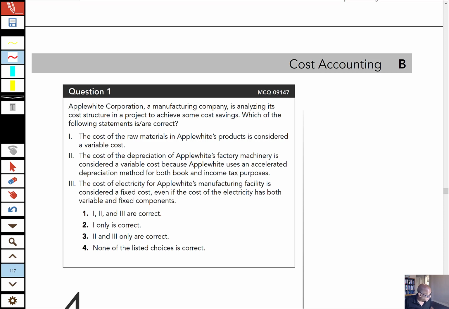Okay, all right, good. So let's just take a look at this one. Applewhite Corporation, a manufacturing company, is analyzing its cost structure in a project to achieve some cost savings. Which of the following statements are correct?